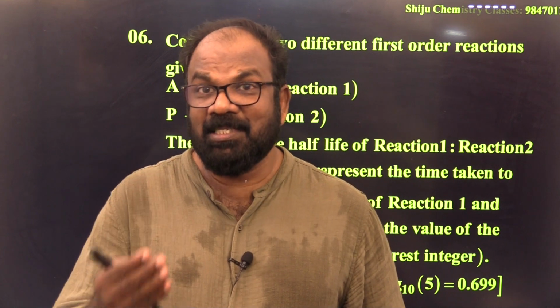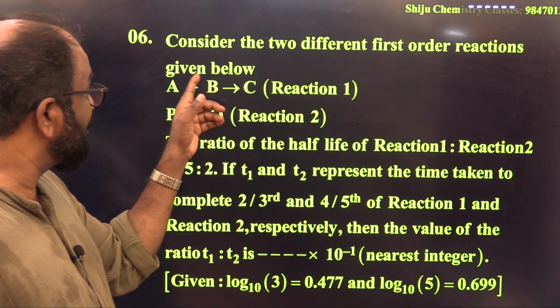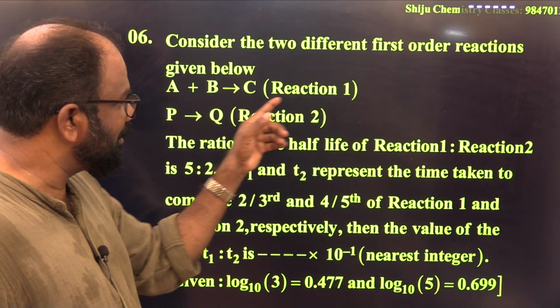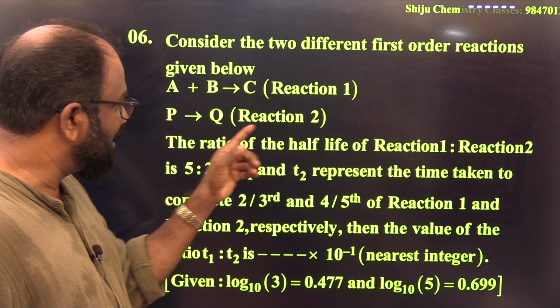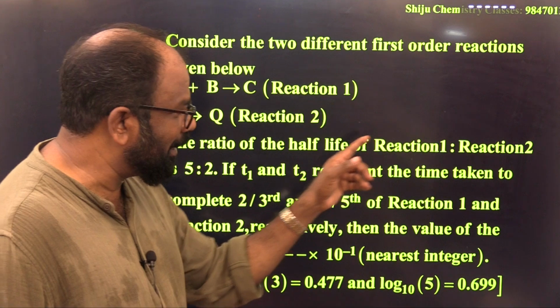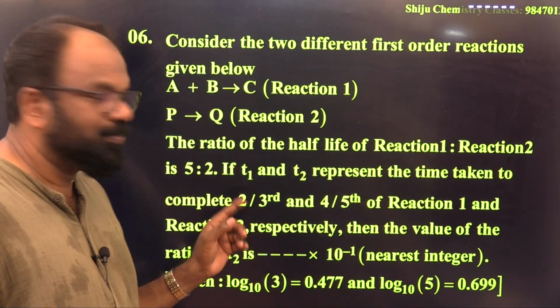Now question number 6, please listen. Consider the two different first order reactions given below. First one is A plus B giving C, this is reaction number 1. And the second one is P giving Q, this is reaction number 2. The ratio of the half-life of reaction 1 to reaction 2 is 5:2.